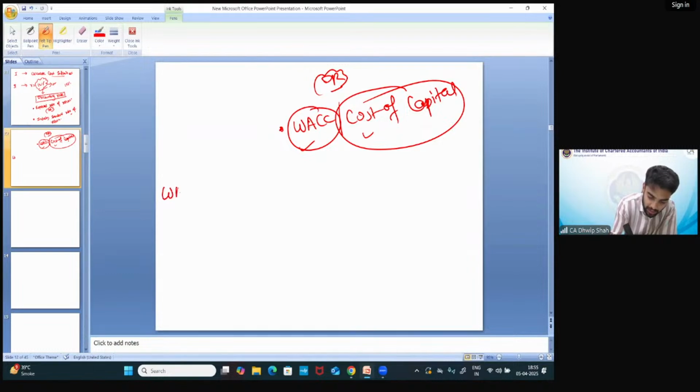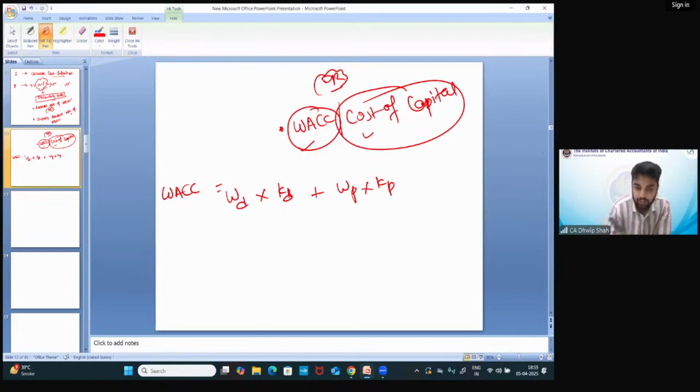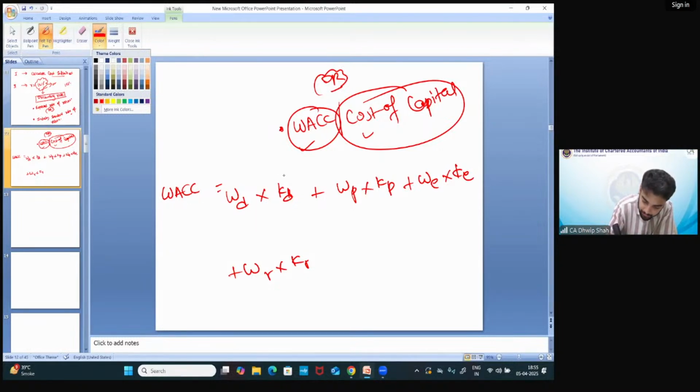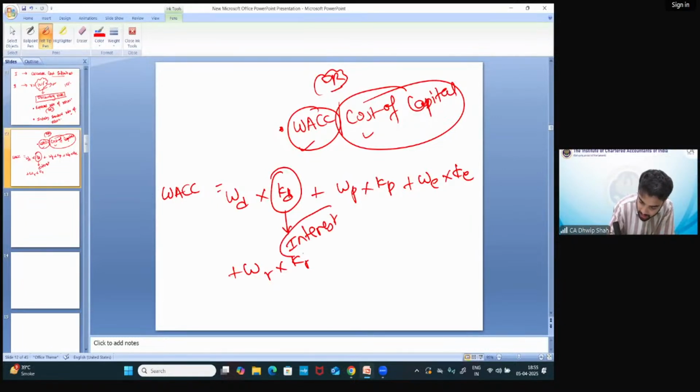And now, how do you calculate weighted average cost of capital? Can I say it is nothing but weight of debt multiplied by cost of debt, plus weight of preference multiplied by cost of preference, plus weight of equity multiplied by cost of equity, plus weight of reserves multiplied by cost of reserves? Yes or no? So when I say cost of debt, this Kd includes your interest. Yes or no? Interest cost is already included in cost of capital, in your discounting rate.